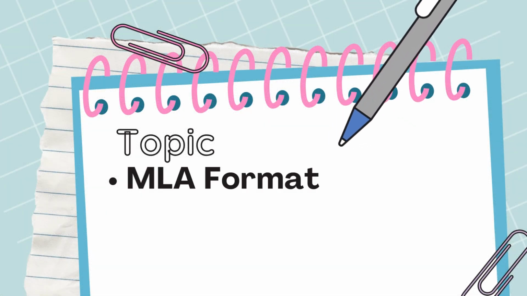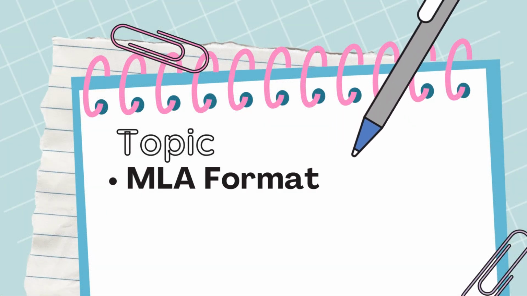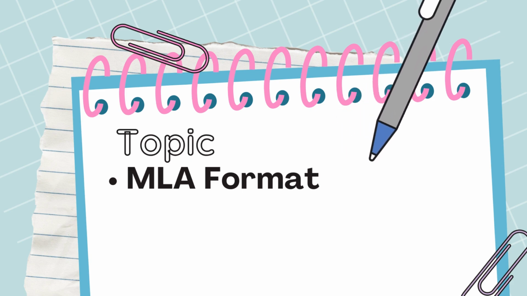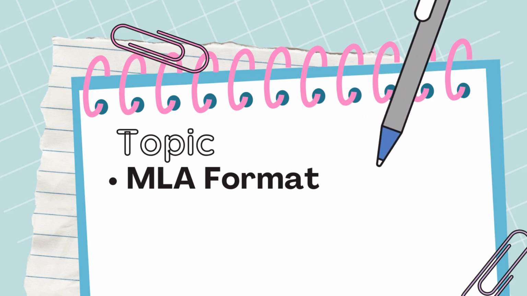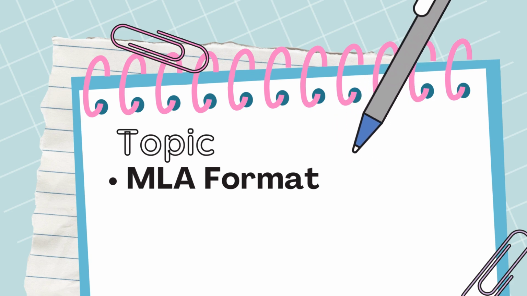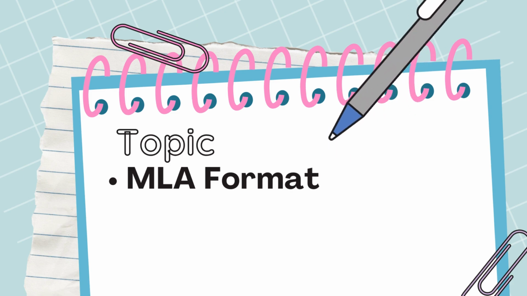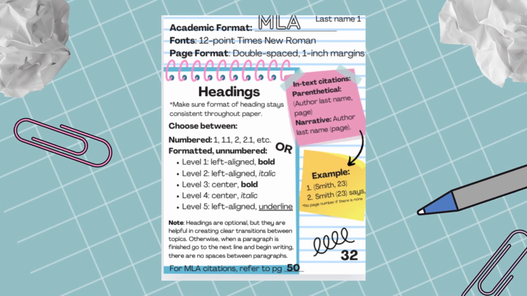The Modern Language Association, or MLA, provides a set of guidelines to help writers format their papers and cite sources correctly. Following these guidelines ensures that your work is presented clearly and that you give proper credit to the authors of your sources. I've created an outline to guide you through the MLA format. You can find a PDF of this and other resources in the description below. Here are the key components you need to know.